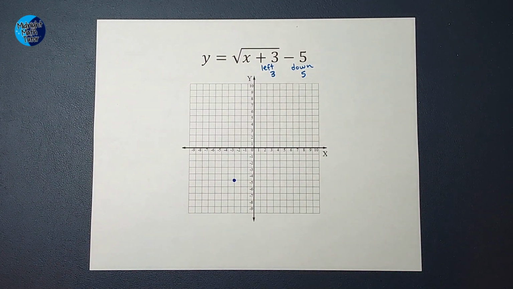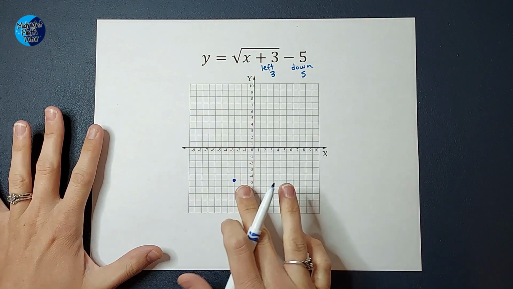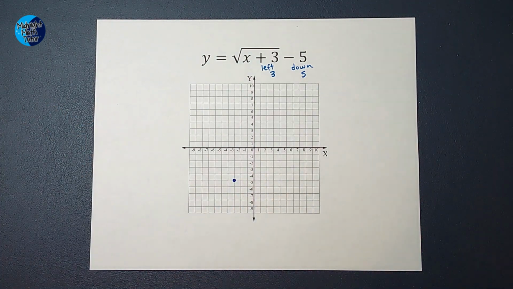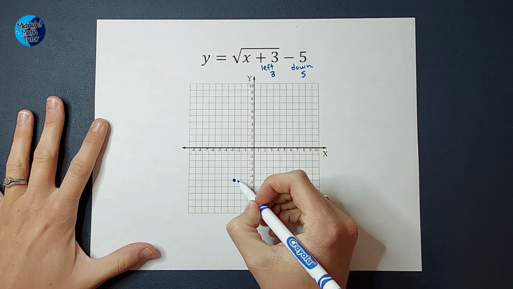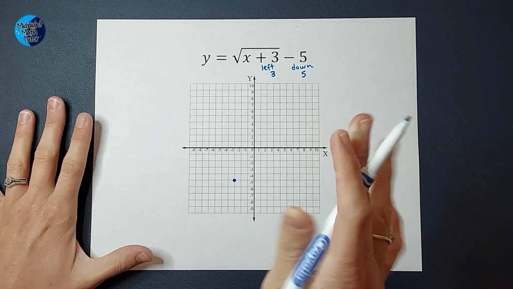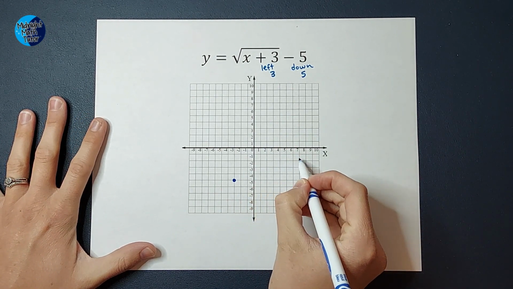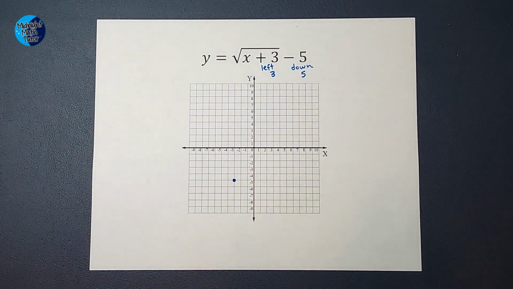Now, there are some teachers that just want to know that you know where the new graph starts, and you just draw a line that looks similar to the parent graph, right? That goes up and over, okay? Some teachers, that's all they want at this point.